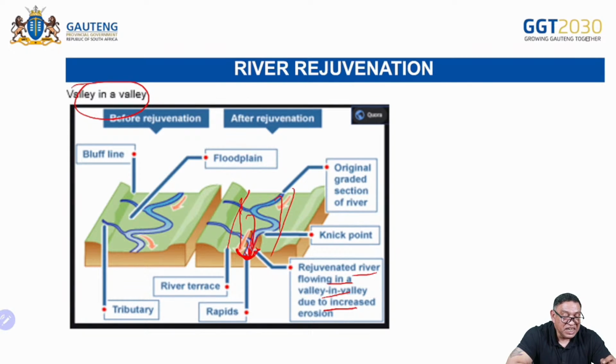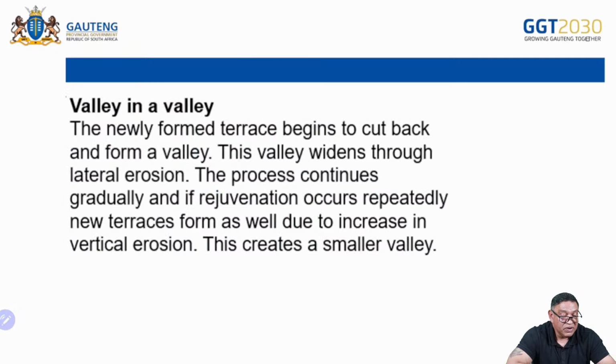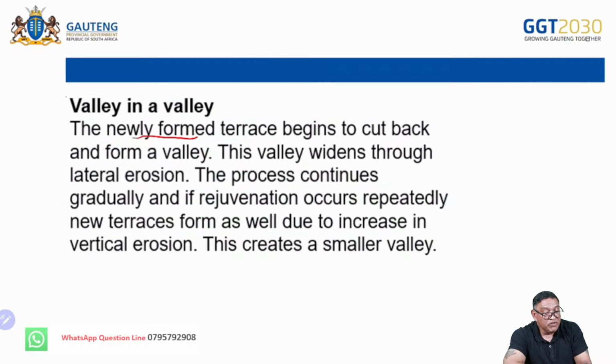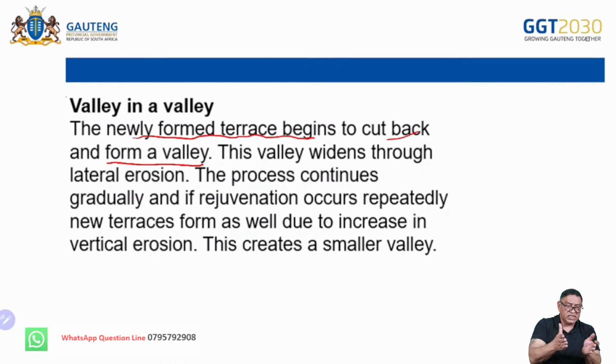And you can see it clearly here, learners. Before rejuvenation, nothing. After rejuvenation, it's cutting into the old valley and creating a new valley inside the older valley. All right. Can you see? Newly formed terraces begin to cut back and form a valley. So it's like a terrace because it's like a little step. The valley widens through lateral erosion.